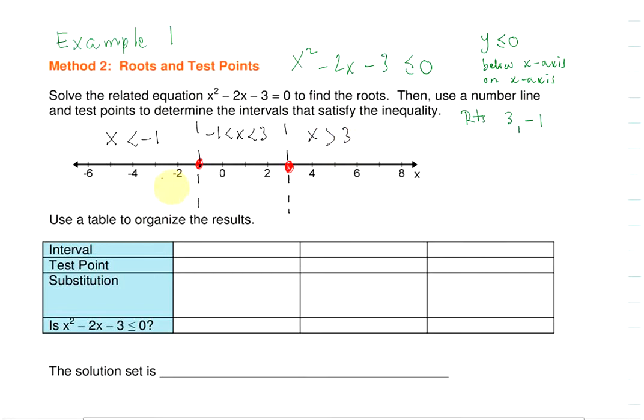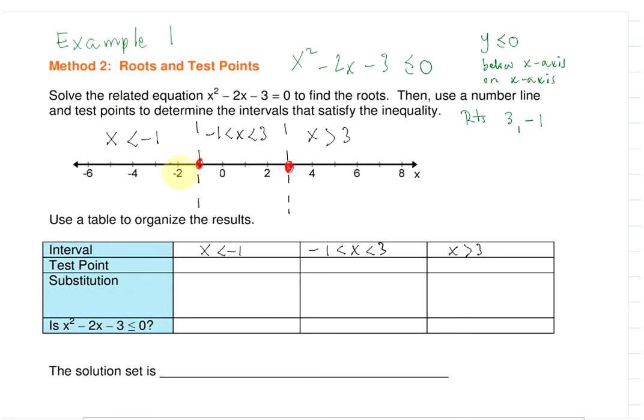Alright, so we're going to use the table below here to organize our information. The first thing we want to do is to write in our intervals. So those are the ones that we found on our number line by dividing our region up into 3 parts. So we have x is less than -1, -1 is less than x, which is less than 3, and x is greater than 3.